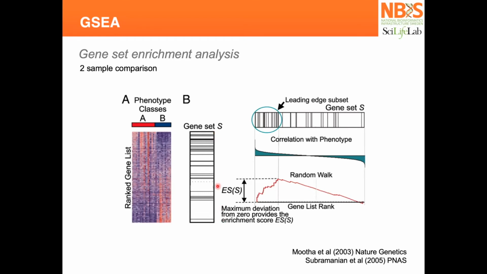So here you have all the genes that are highlighted in this gene set. What it does is try to find, by random walk, the maximum distance from those genes. You can see that some of those genes are always in the beginning here, so there are more genes in the beginning compared to the end. This gives you a more enriched score towards this end. That means that these genes are more expressed in class A compared to class B.